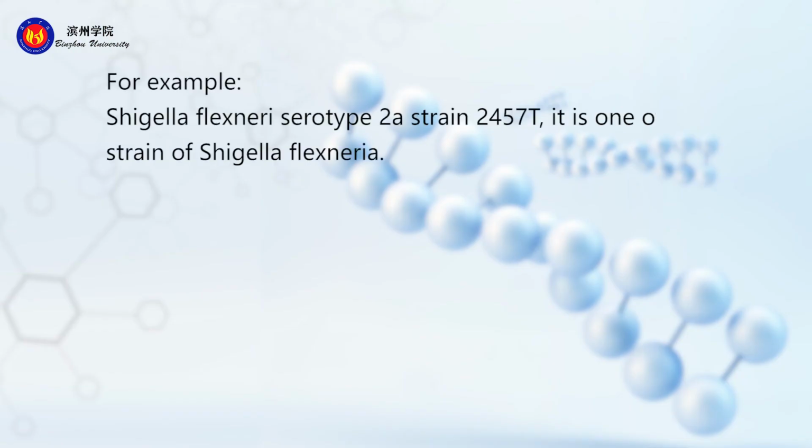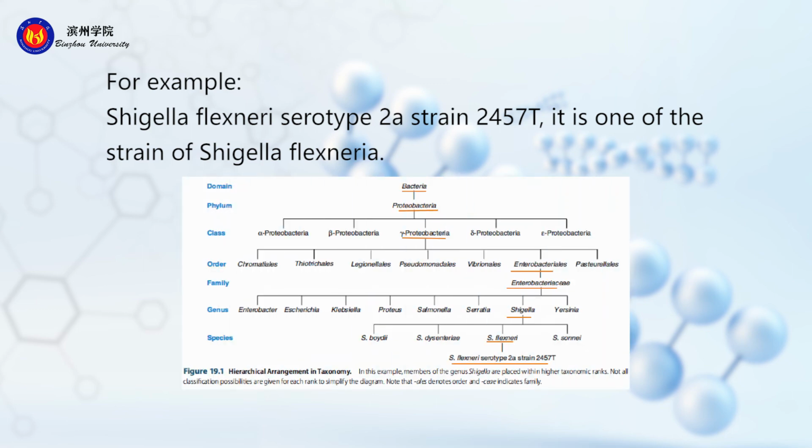Let's see an example. Shigella flexneri, serotype 2a, strain 2457T. It is one of the strains in Shigella flexneri. It is assigned to Bacteria. This is the domain level. Proteobacteria. This is the phylum level. Gammaproteobacteria. This is the class level.